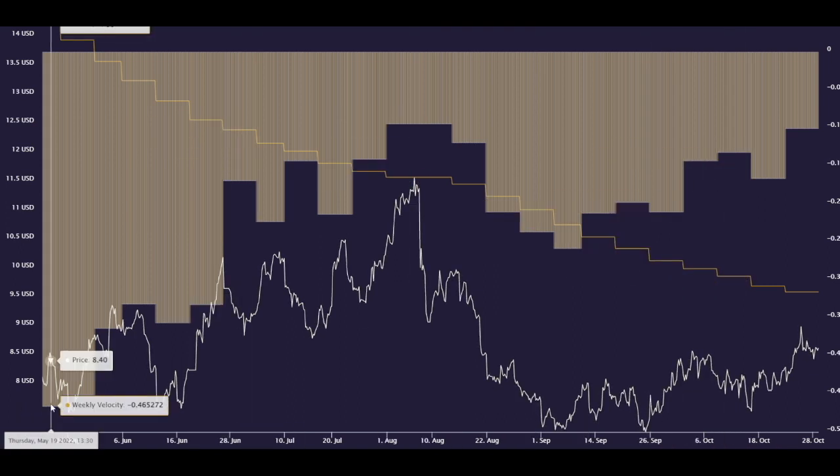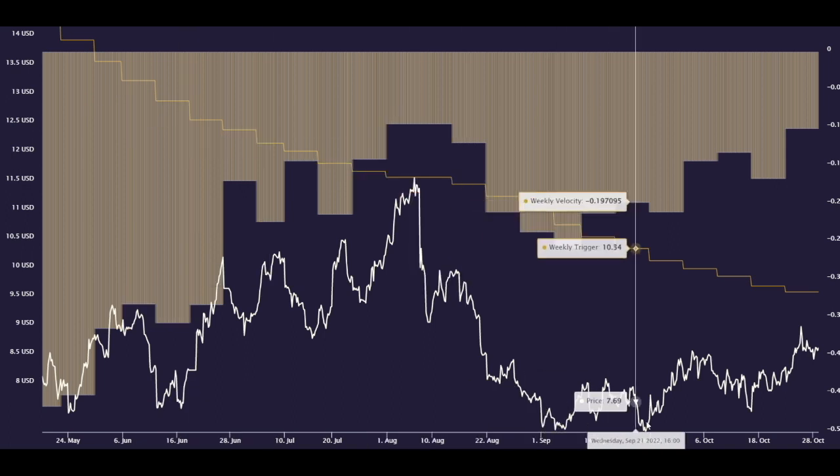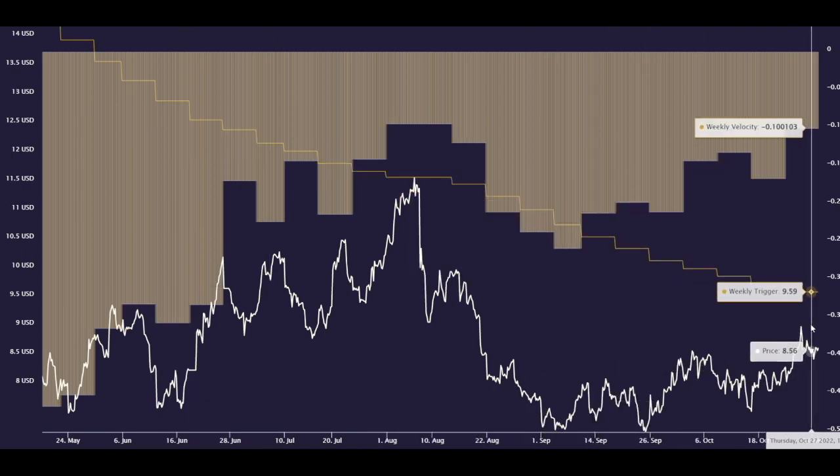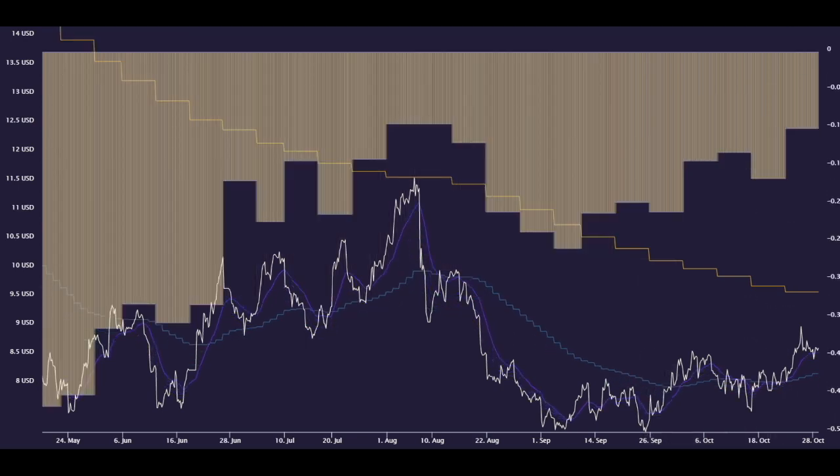So here's your most extreme print. Price was 840. Here's your first bullish divergence. Here's your second bullish divergence. Here's your third bullish divergence, and straight to the weekly trigger. So I do think price is going to go to 959, absolutely. Price is currently at 862. Let's look at the hourly trigger and the daily trigger.